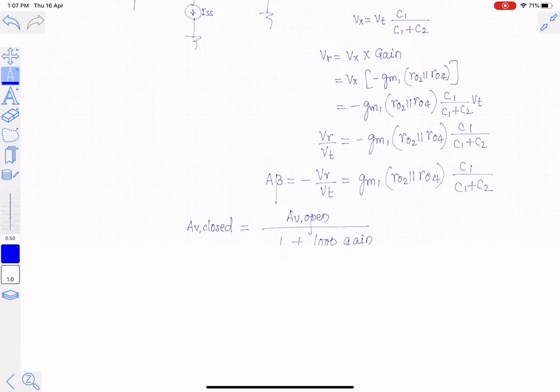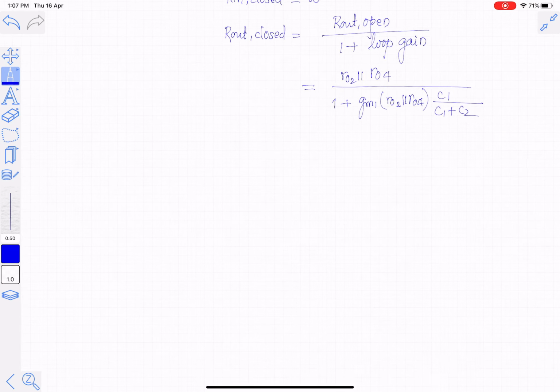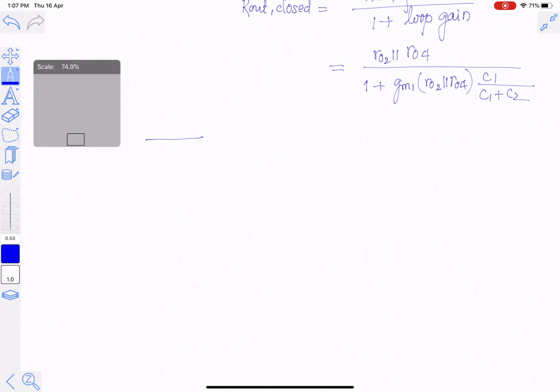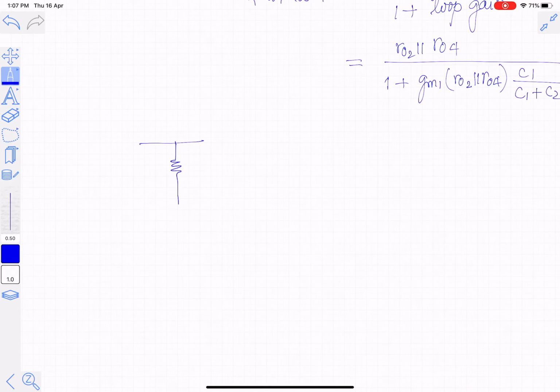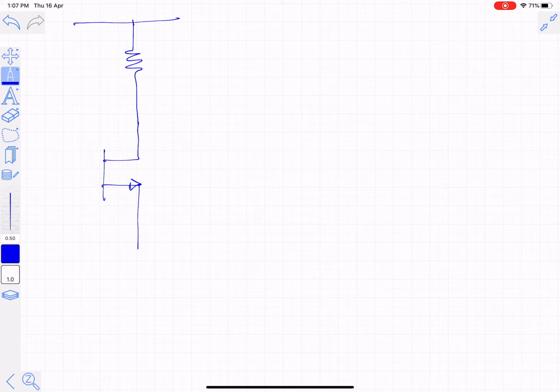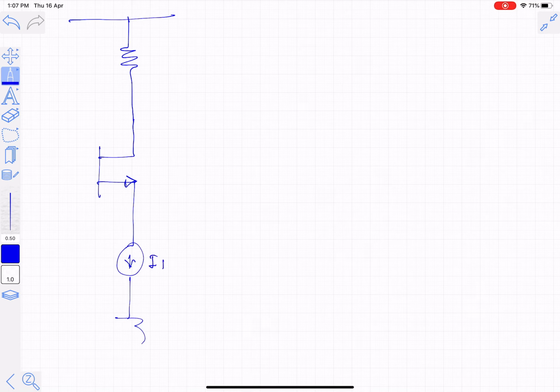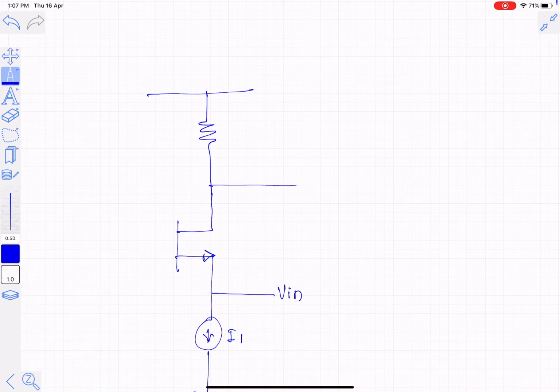Suppose we have the amplifier something like this. I will solve the similar kind of example with loading effect later on. So we have, suppose this is equal to I1, input voltage is applied here, V in, output voltage is taken from this point, this is RD, and the feedback network consists of, so instead of capacitance I will take here resistances.